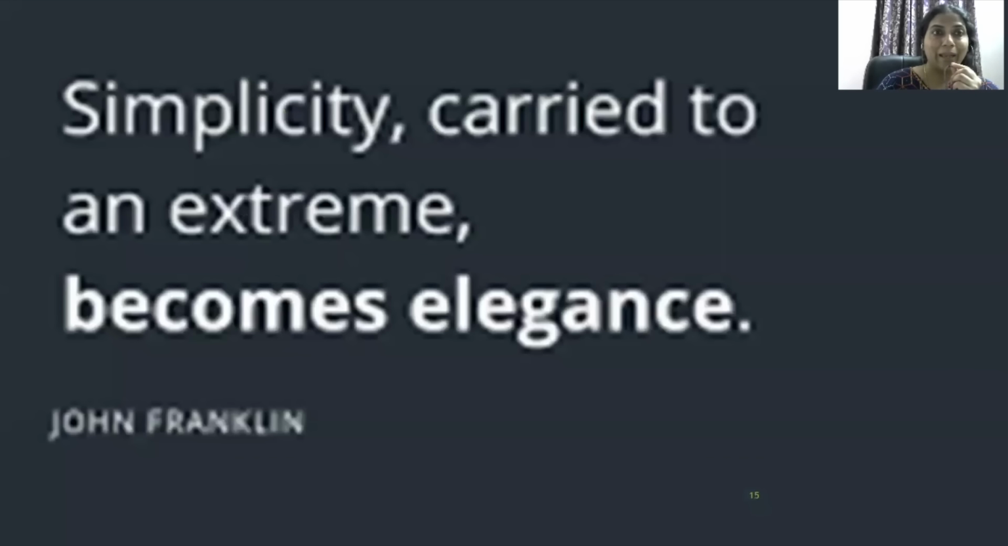And as John Franklin says, simplicity carried to an extreme becomes elegance. The same applies to good content. These features look so commonplace, so simple, yet when they are carried to an extreme, what you get out of it is great content. So I guess by now we know what great content looks like.